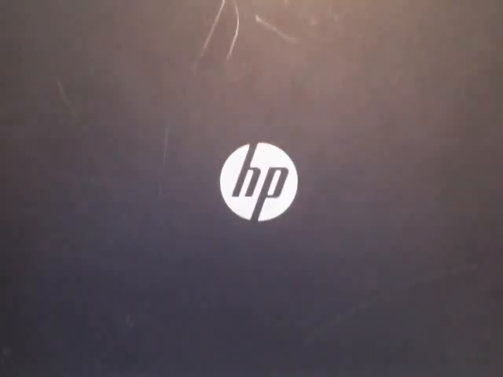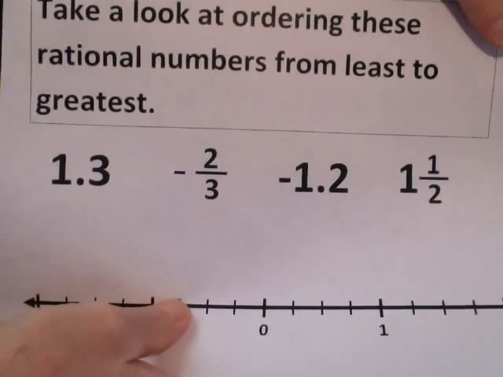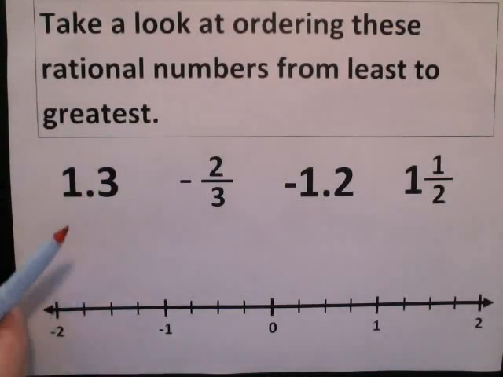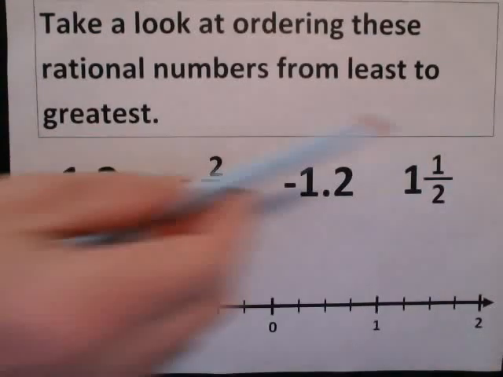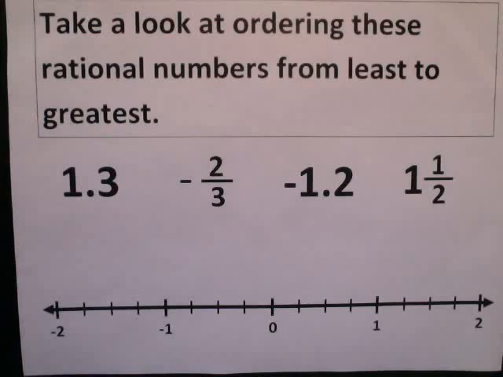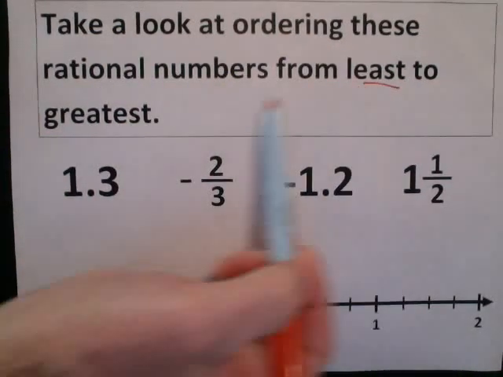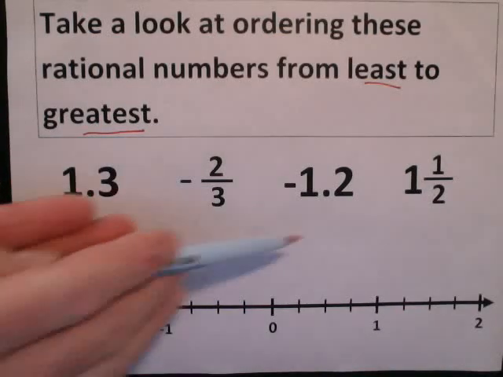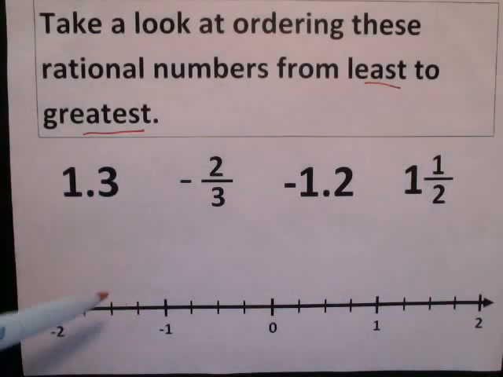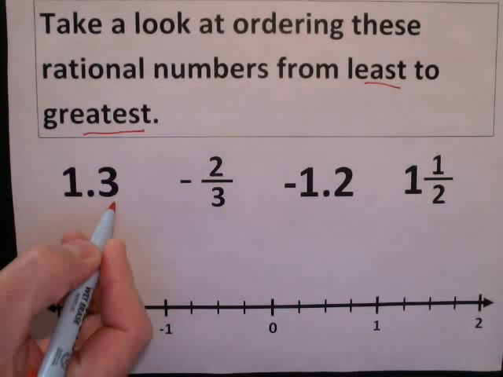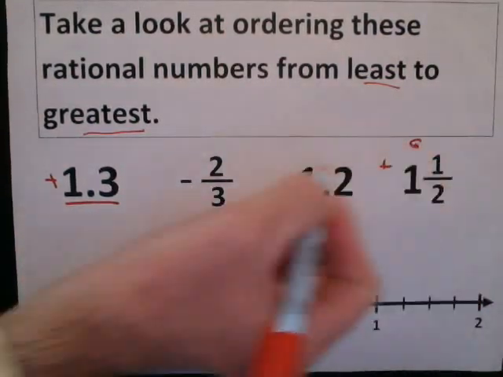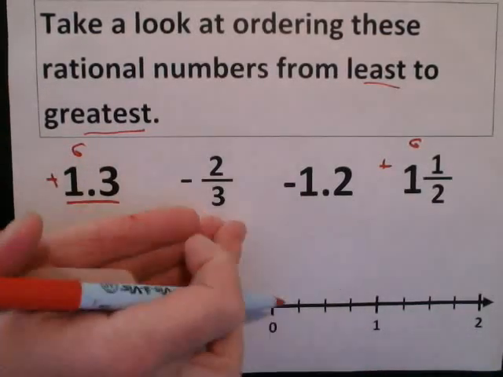So, let's take a look at what we have here. Take a look at these rational numbers. So obviously we have a list of 4 numbers, and we have a number line down there to help us, and we want to order them from least to greatest. Well, obviously anything positive is going to be greater than anything negative. So first of all, we can identify our positive numbers. This is positive and this is positive. So we know this will be greater and this will be greater than these two negative numbers.